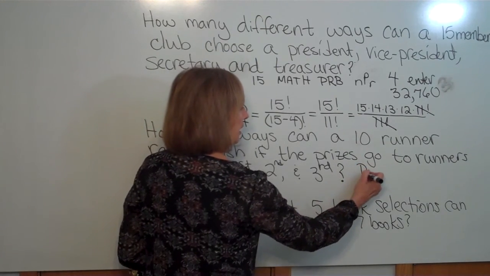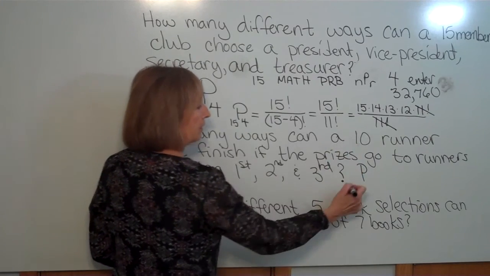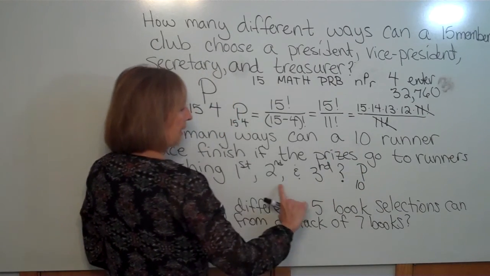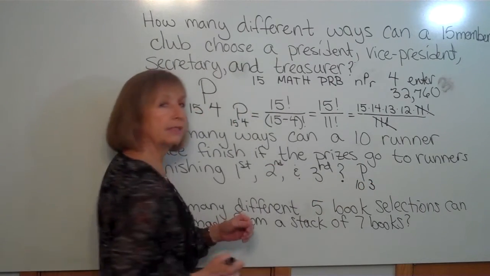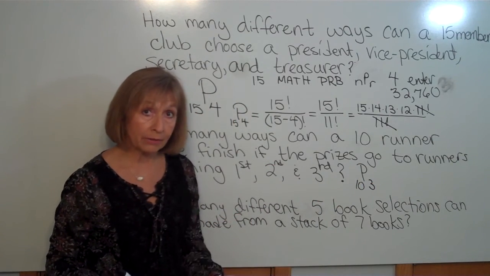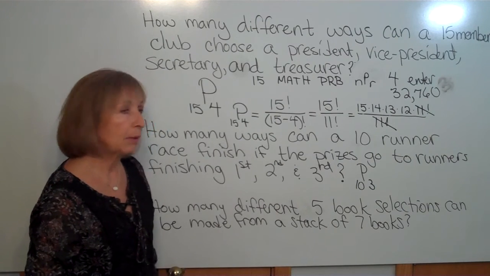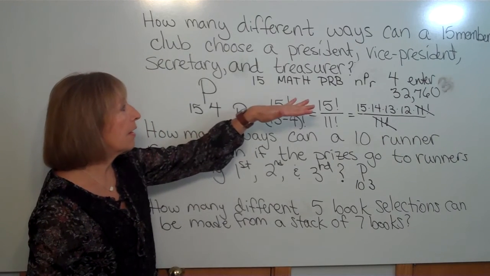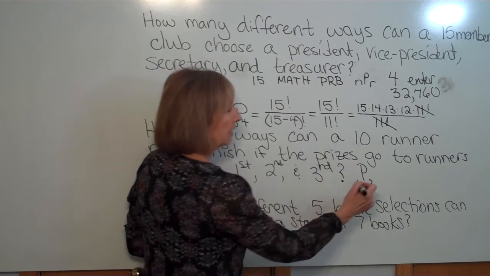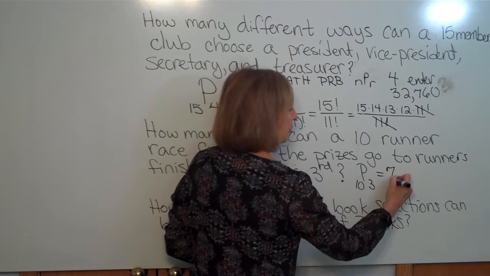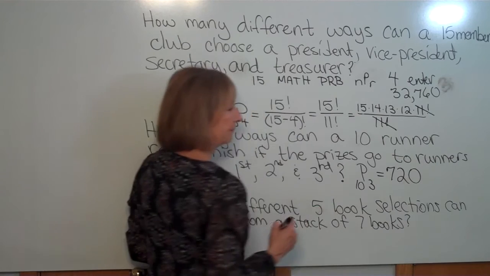So this is permutations. There were 10 runners, and I'm choosing 1, 2, 3 out of the 10 runners. Order matters, so it's a permutation. And when we run that through either the calculator or through the formula, you'll get that that's 720 different ways.